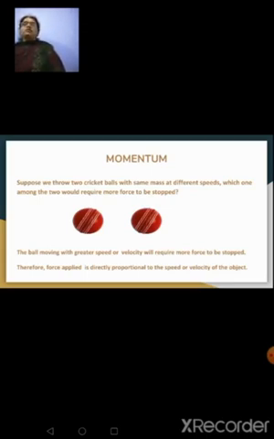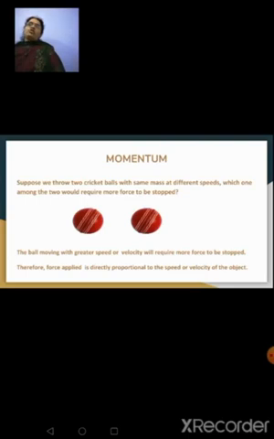Therefore, according to this, you have to apply force in proportion to the speed or velocity of the object. So objects that come with a great speed will require more force to be stopped. So we have seen the force. The first law states that force has to be applied in order to set an object into motion or to bring it back to the state of rest.